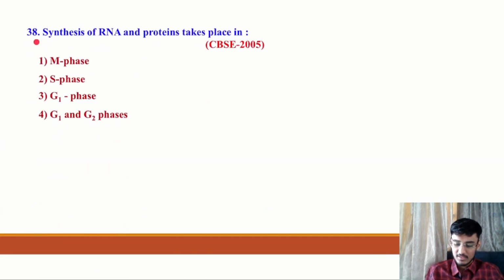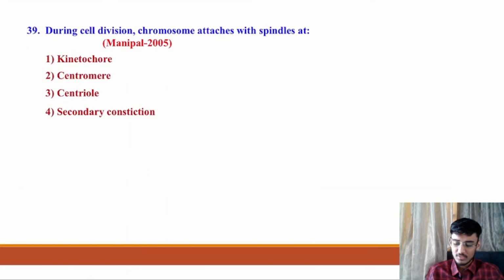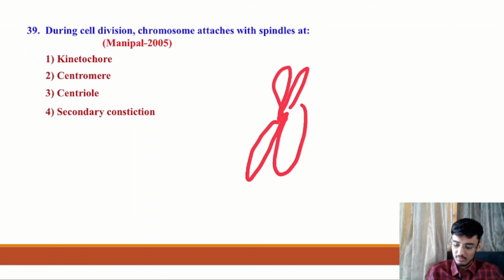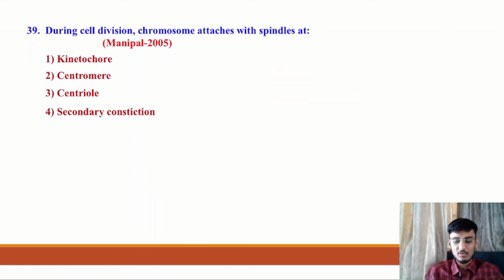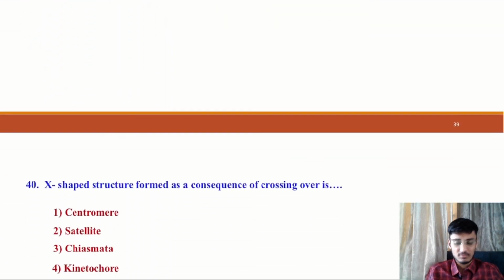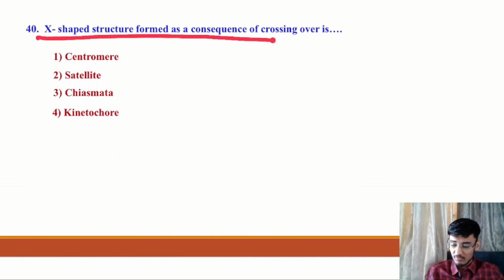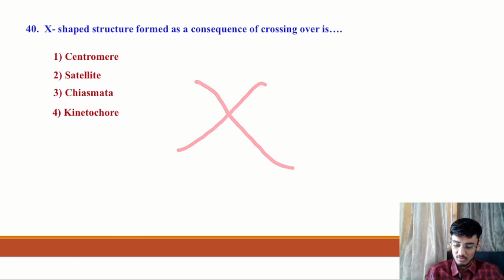Next question. Synthesis of RNA and proteins takes place in G1 and G2 phase. In cell division, the chromosome's spindle is attached with the kinetochore. This is a chromosome, and surrounding it is the kinetochore, a disc-like structure; the spindle fiber attaches to the kinetochores to separate the chromosomes in the anaphase. That's why your answer is 1. The X-shaped structure formed as a consequence of crossing over is called chiasmata.